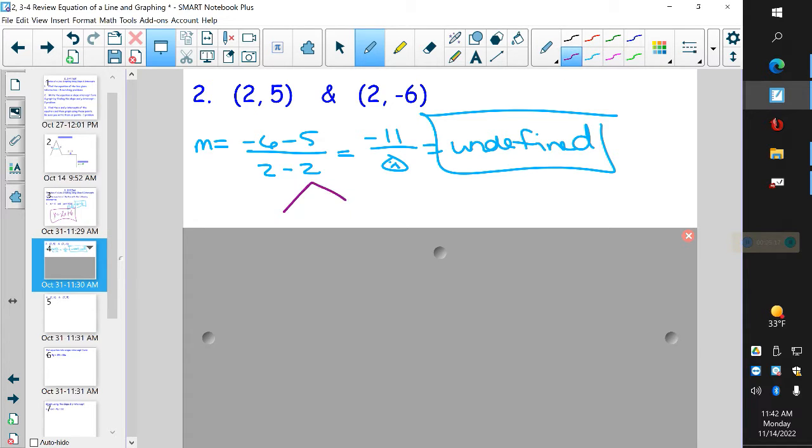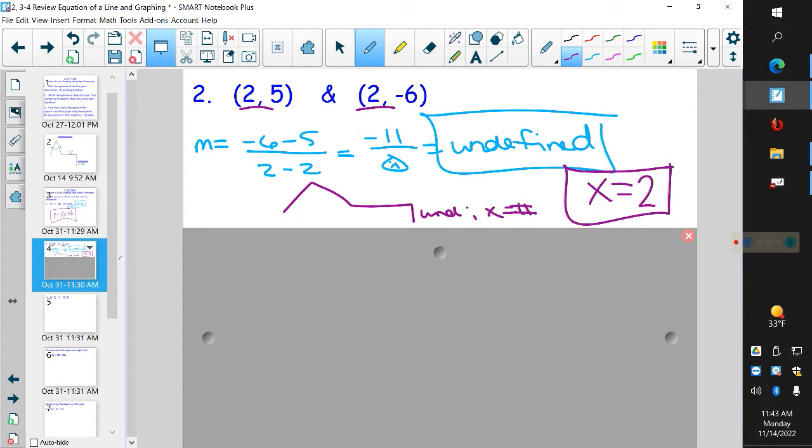Your brain needs to understand your slope pick. Here's the undefined, so that means it's going to be x equals a number. And what does x equal here? -11. No. What does x equal here? 2. And in each of the ordered pairs, x is equal to 2. It doesn't have a choice. Yes?